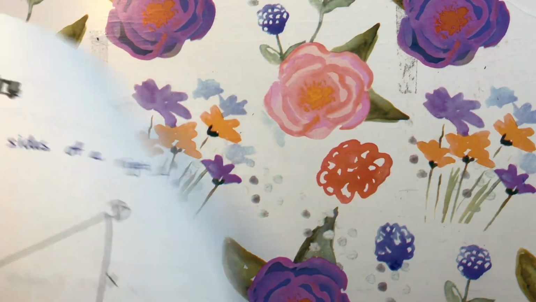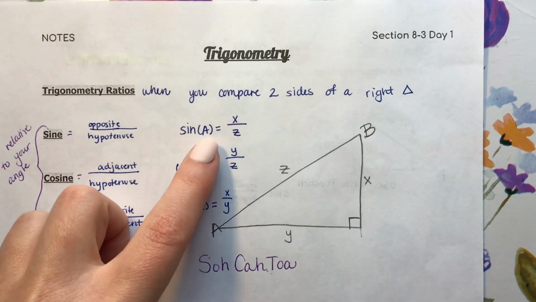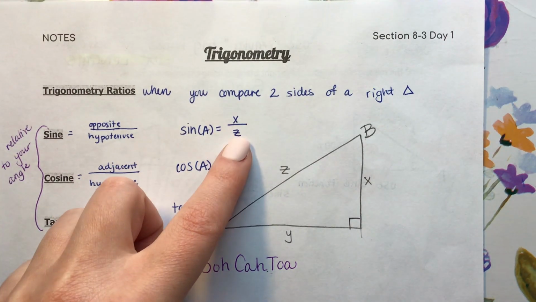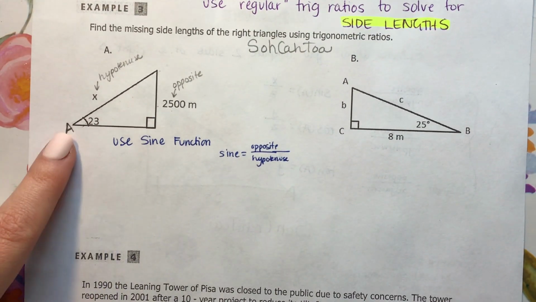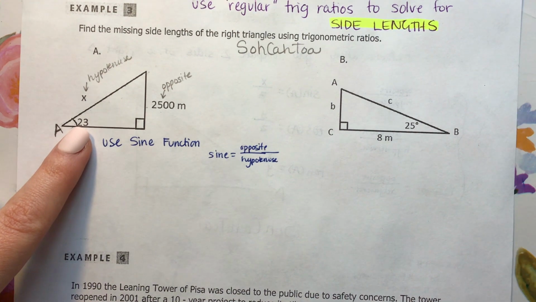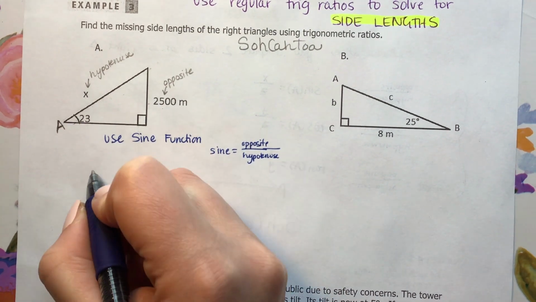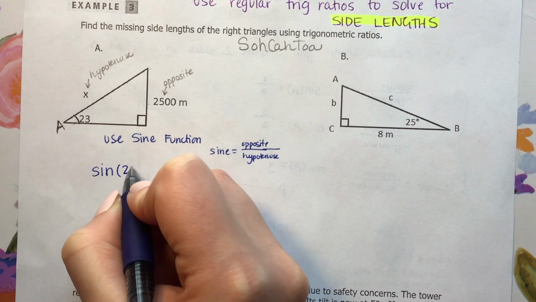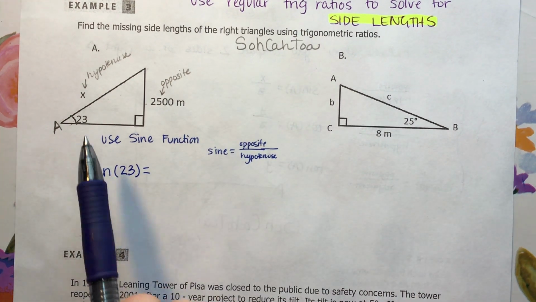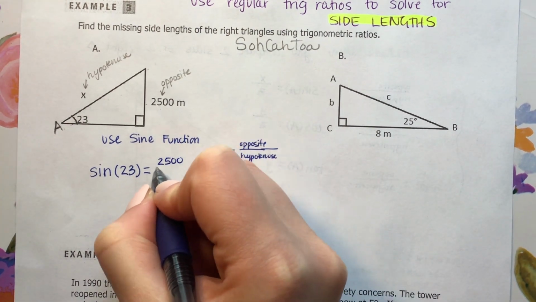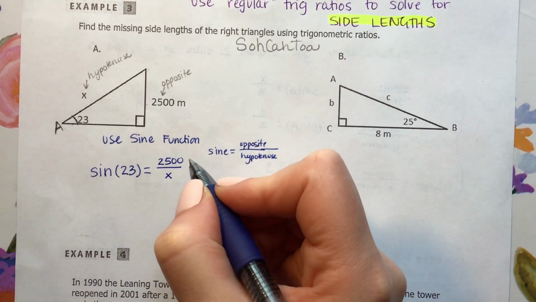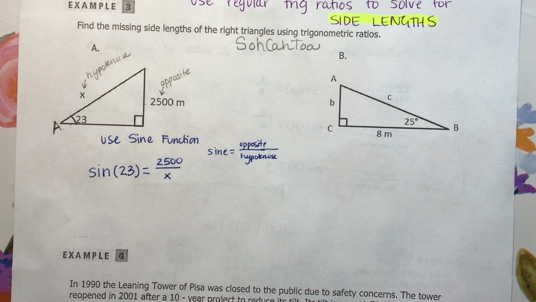So just like on this previous side when I said, oh, the sine of A is equal to opposite over hypotenuse, I'm going to do the same thing here, but instead of writing A, I'm going to put in my degree value. So I'm going to say the sine of 23 degrees is equal to, now the opposite side from 23 is 2,500 over X. Now I'm ready to start solving.